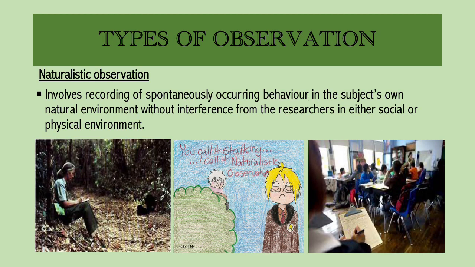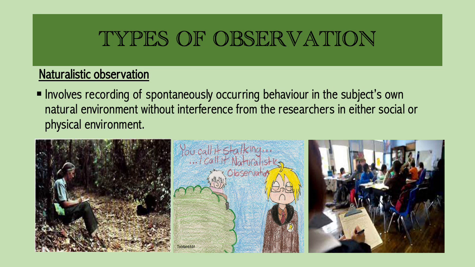Okay. Now, there are 3 types of observation. Same thing like lab, there are 3 types. Observation also has 3 types. So naturalistic observation is the first one. So the picture actually illustrates naturalistic observation. If you have a look at the first picture, the researcher was sitting there and observing the animal in the jungle itself.